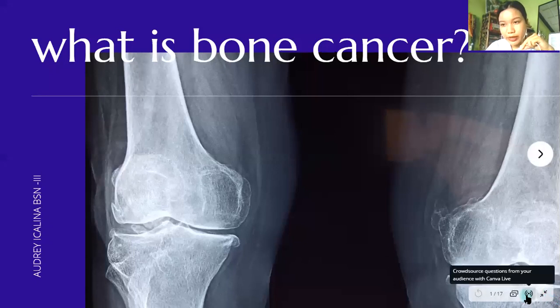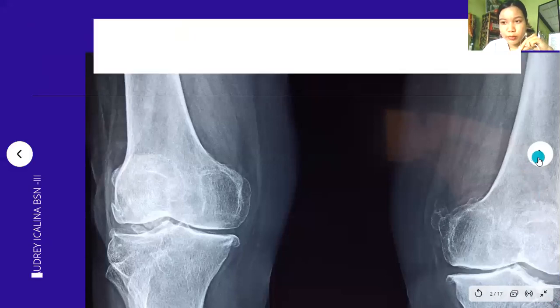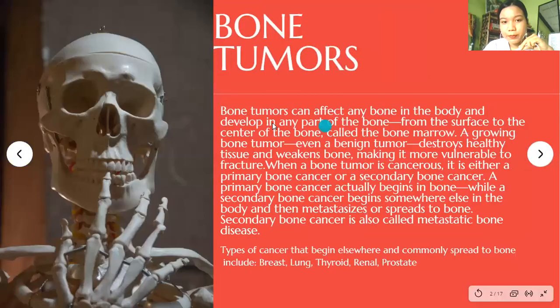So what is bone cancer? We're going to start our topic by talking about bone tumors. Bone tumors can affect any bone in the body and develop in any part of the bone, from the surface to the center of the bone, called the bone marrow. A growing bone tumor, even a benign tumor, destroys healthy tissue and weakens bone, making it more vulnerable to fracture.